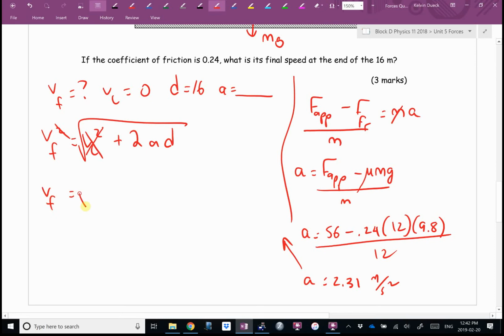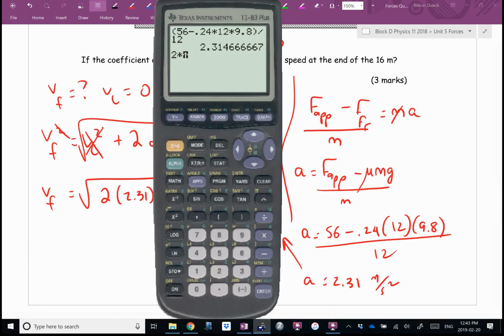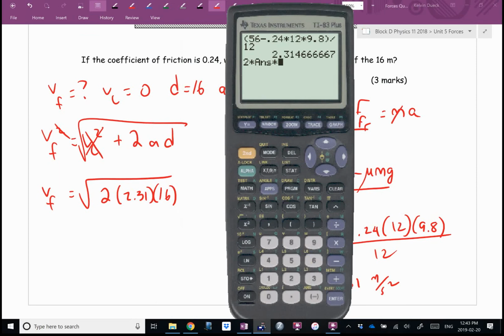Vf is going to be the square root of 2 times A times D. Although, Antonio, I'm going to use my answer button instead of typing 2.31. 2 times answer button times, what was D, 16? Square root of that. You'll get 8.61, 8.6.